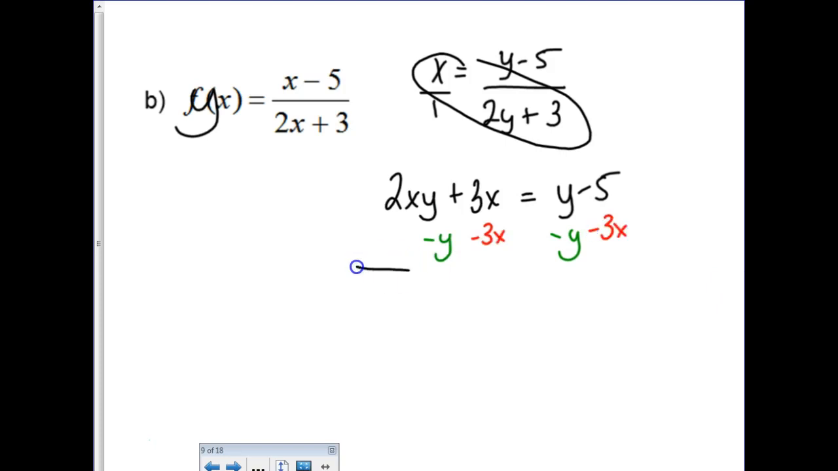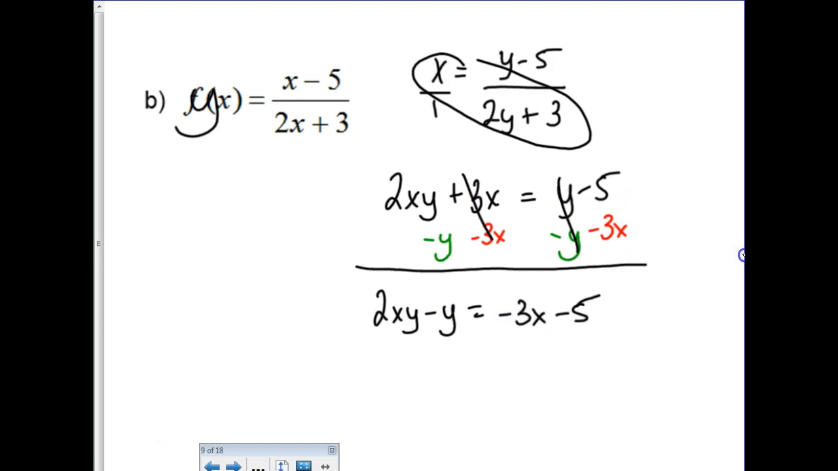Not the only thing we could have done just now, though. Some people moved y's to the opposite side. It doesn't matter. So 2xy minus y, those are not combinable terms. So you're just going to write 2xy minus y. And then here, gross. You have negative 3x minus 5. It's okay. It can be gross.